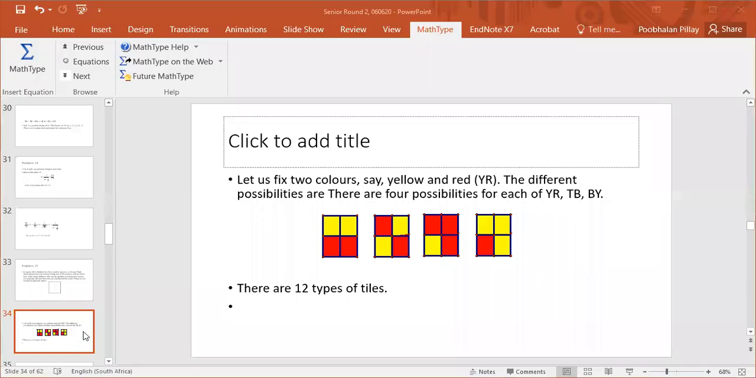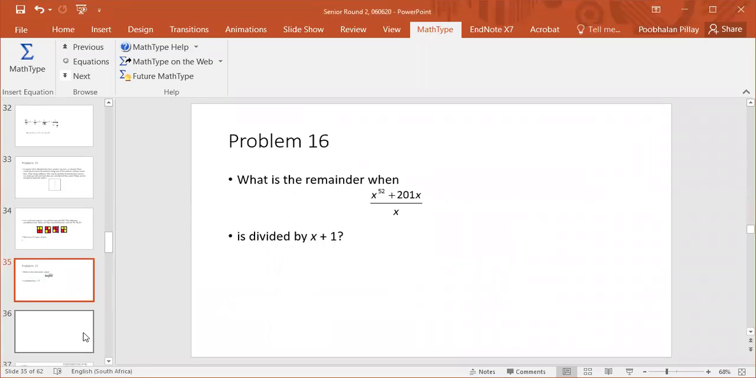So that is counting tile coloring. Now let's go on to the next problem. I think we're going to number 15 now. All right, what is the remainder when this object x to the power of 52 plus 201x over x is divided by x plus 1?